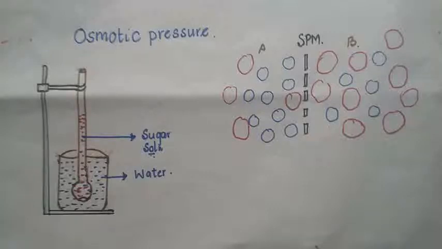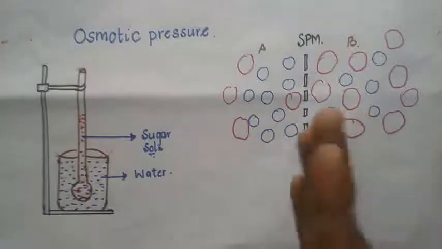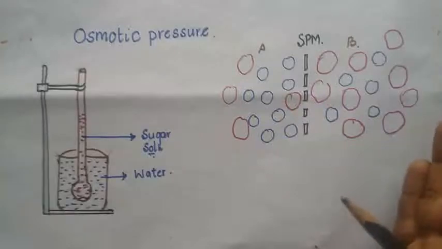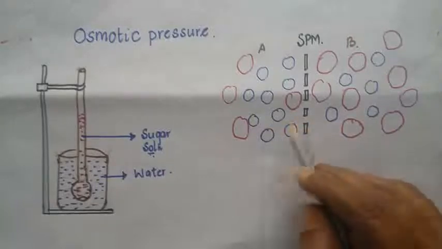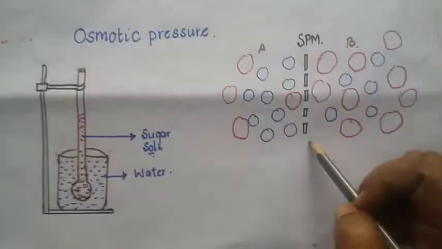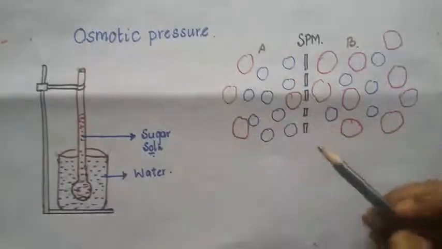As we know that osmosis is the diffusion of water molecules from a more dilute solution towards the less dilute solution across the semi-permeable membrane. So we have learned that until the number of water molecules becomes the same on either side of the semi-permeable membrane, the osmosis should continue.